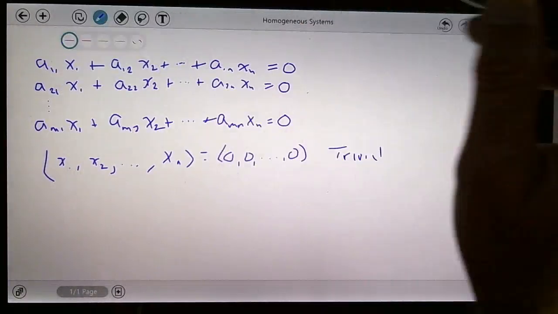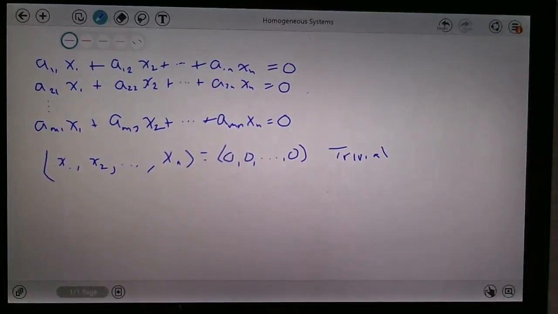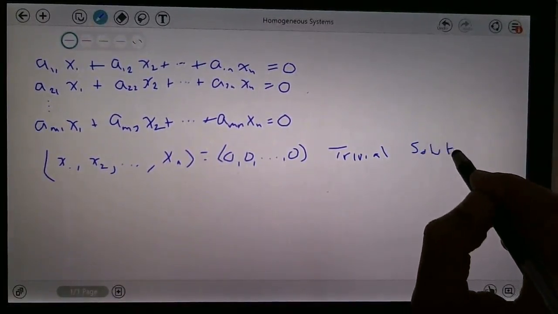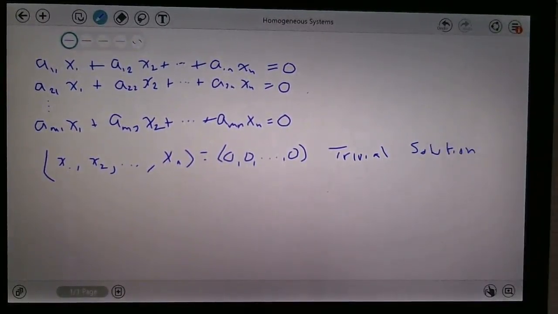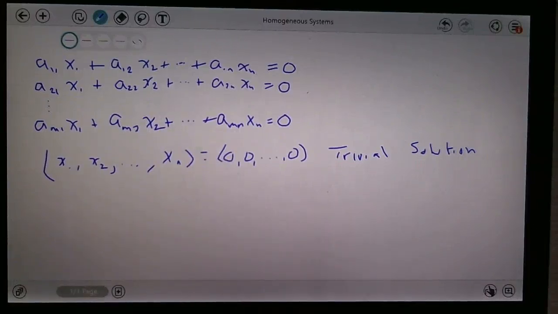Trivial is kind of a funny word. It makes it sound like you didn't even have to think to get it. And maybe some people did have to think a little bit, but that's fine. We still call it the trivial solution. Now, are there other solutions? Well, that all depends on a lot of stuff. But there are some certain things that we can say.